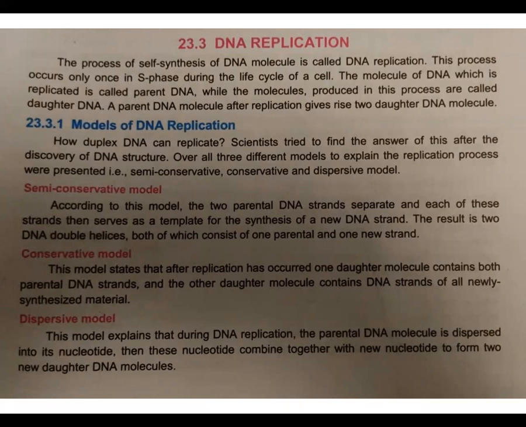Now, there were three models which were proposed at the time. Scientists tried to find the exact answer, before the discovery of the DNA structure, which was later proved by the Watson and Crick model of DNA in 1953. Before that, there were still scientists working over the structure, and three models at the time were proposed: the semi-conservative, the conservative, and the dispersive model for DNA replication.